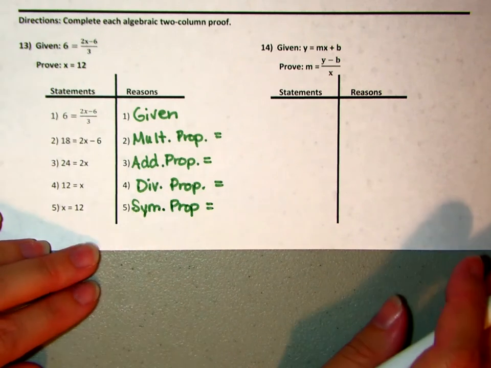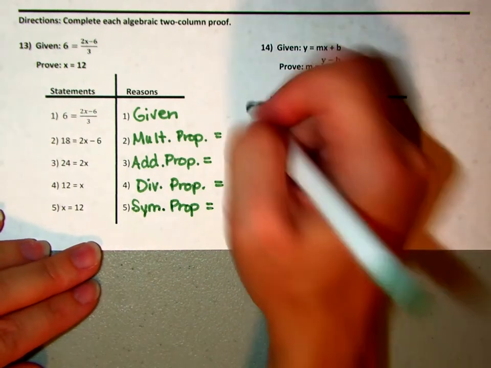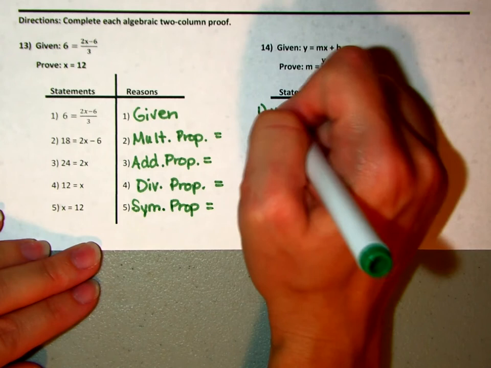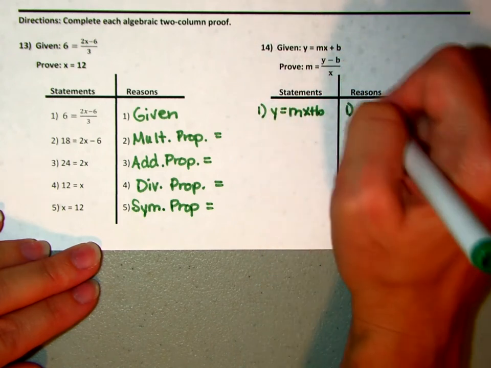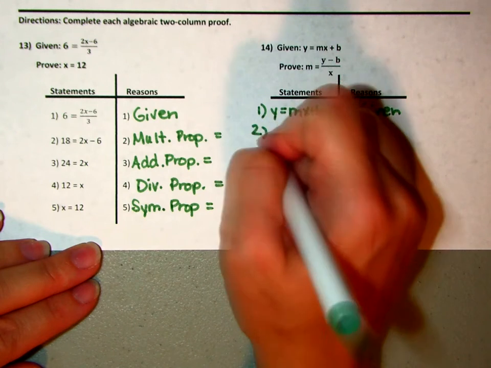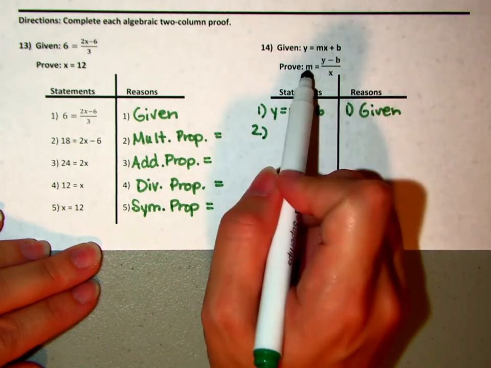On number 14, we are given this statement, and that's what we always start with, is our given statement. So y equals mx plus b, that's your slope-intercept form. And now number 2, look at our end goal. Our end goal is to isolate this m.